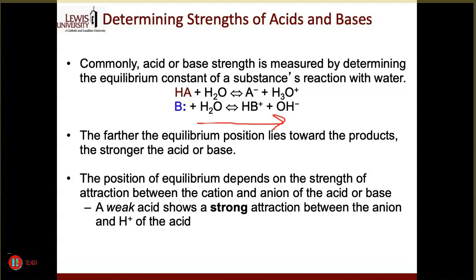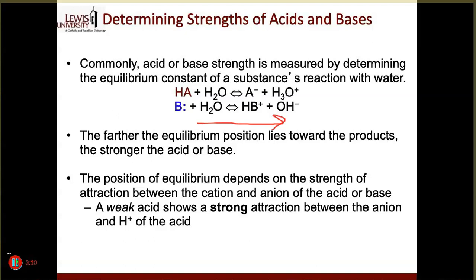Same thing could be said about the base. A really strong base has a large equilibrium constant, it's almost a straightforward reaction, 100% ionization. A weaker base has an equilibrium constant K that is much lower. So we can look at the position of the equilibrium to indicate the strength of the acid or the base. And this position of the equilibrium depends on the attraction of the cation and the anion, really.